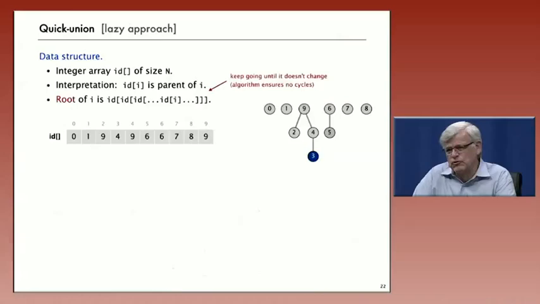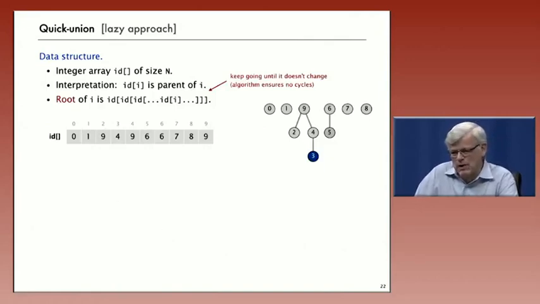All right, so quick find is too slow for huge problems. So how are we going to do better? Our first attempt is an alternative called quick union. This is a so-called lazy approach to algorithm design, where we try to avoid doing work until we have to. It uses the same data structure, or array ID with size n, but now it has a different interpretation.